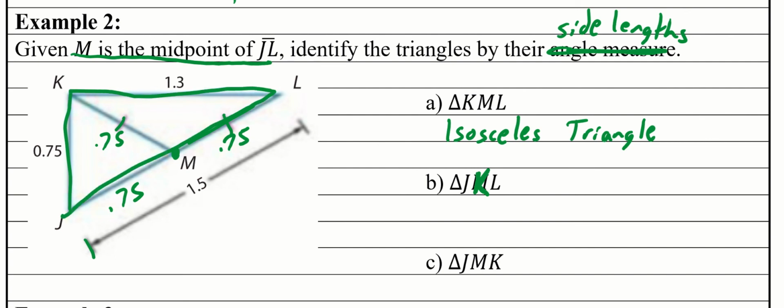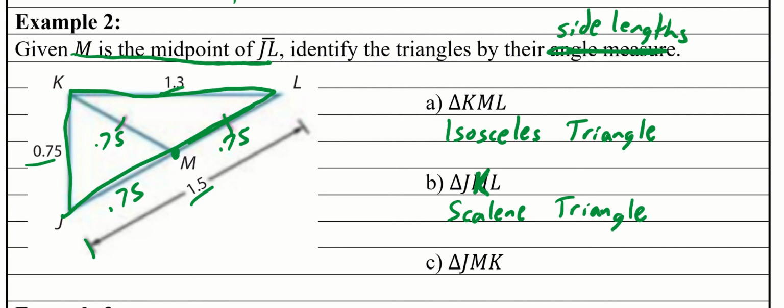JKL. And notice we're actually given all 3 of these here. We're given 0.75, 1.3, and 1.5. So if I look at all 3 of those line segments, I see that none of them are the same. So this would in fact be a scalene triangle. This is a scalene triangle.